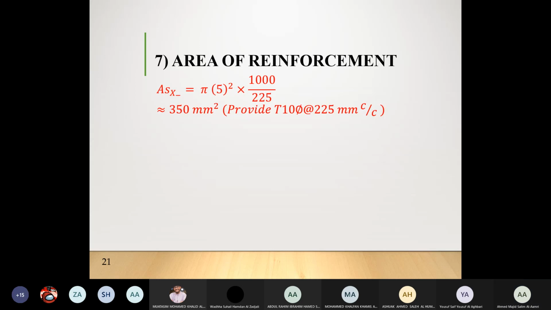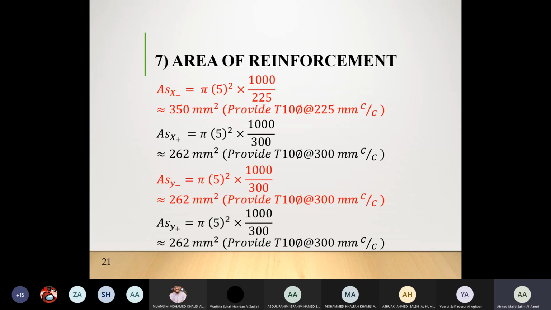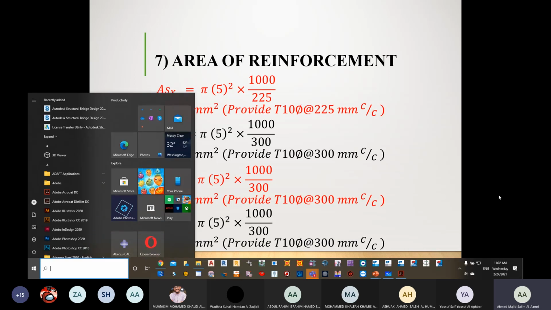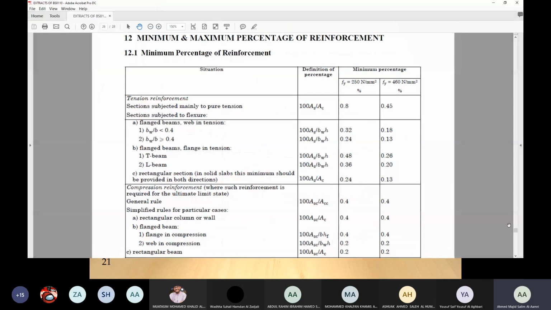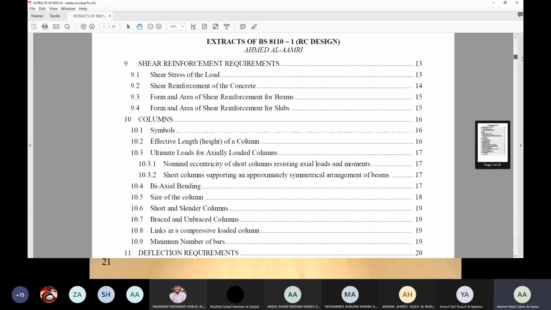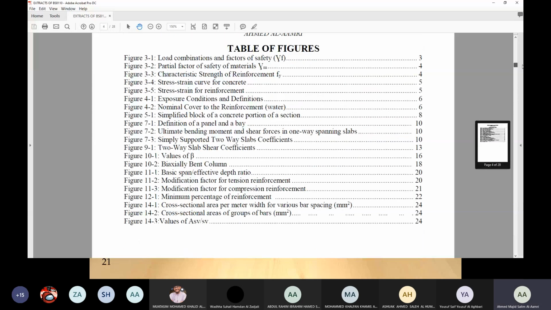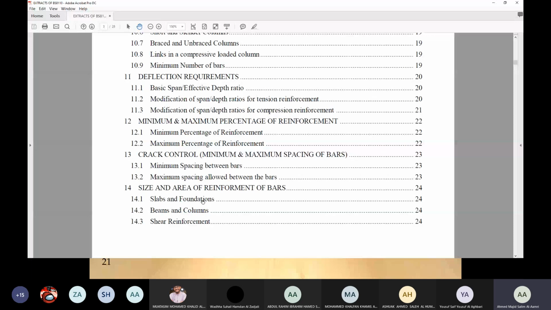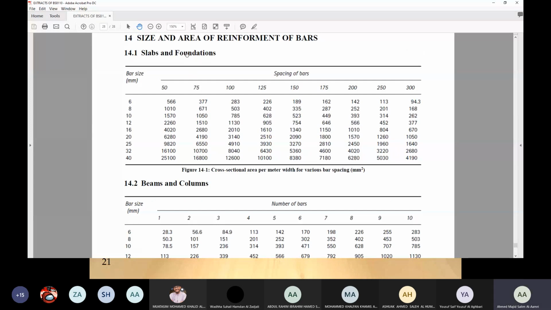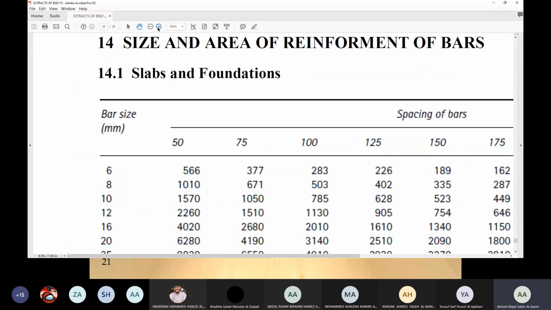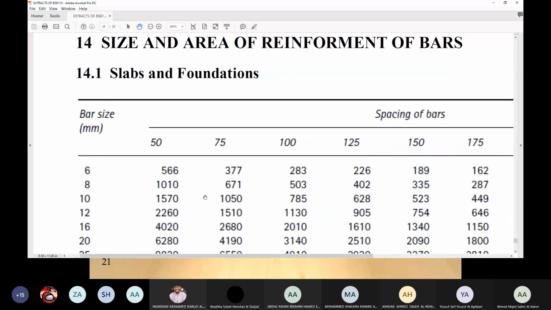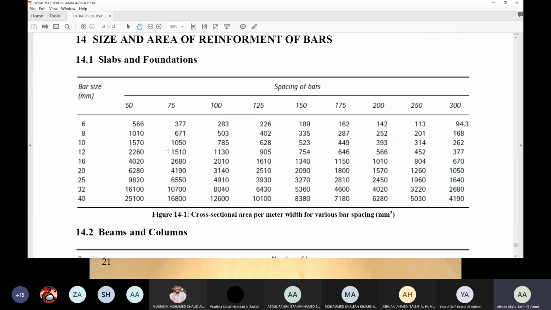Now here, there are two methods for you to calculate the provided. Method number one is to refer to the code once again, the table of contents. We are going to search for the table of size and area of bar. We are going to check the table which shows me the bars. So once again, you have slabs and foundations here. What was the diameter that we are using? The diameter that we have used is 10.